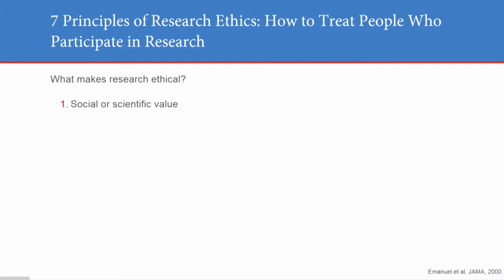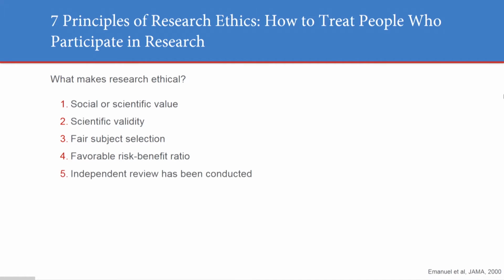The first principle is social or scientific value. Next, we will discuss scientific validity, followed by fair subject selection, favorable risk-benefit ratio, independent review, informed consent, and finally, respect for potential and enrolled subjects. We will also focus on the responsibilities of the investigator.